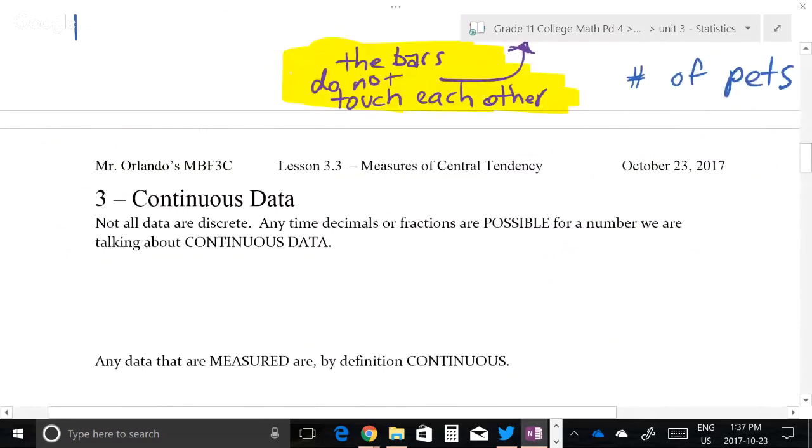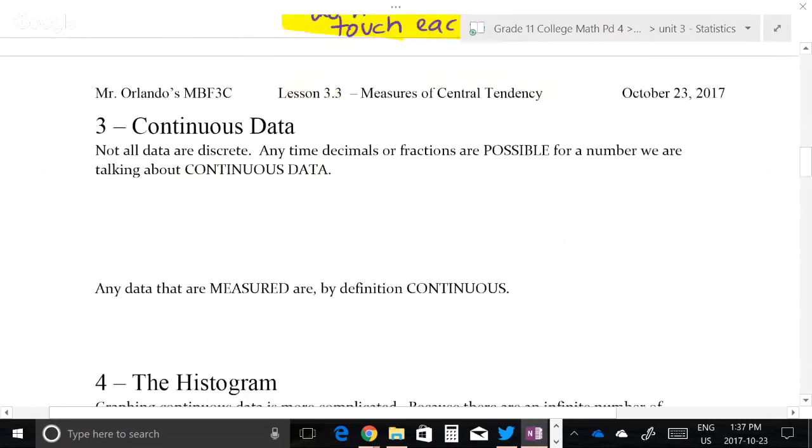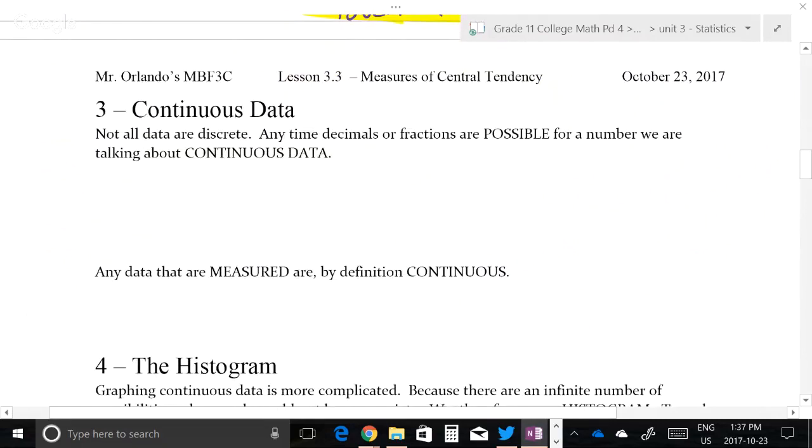So here's what I want to do. Now I want to talk about the other side of the coin, which is continuous data. Anytime you see a decimal or a fraction, anytime there's possible numbers that could be a decimal or fraction. For example, if I asked you how tall you were, you would say not just 5 feet, but 5 feet and some inches, right? And if we had a really accurate measuring tape, we could maybe say you're 5 feet 4 1/4 inches.